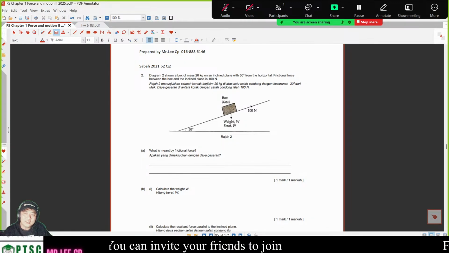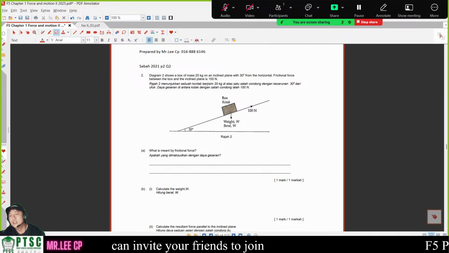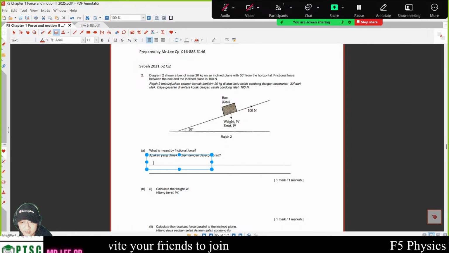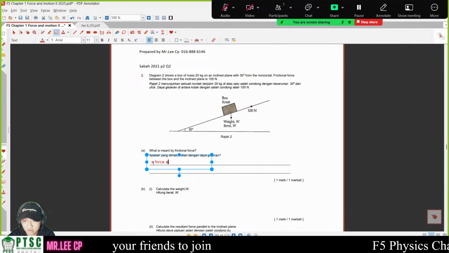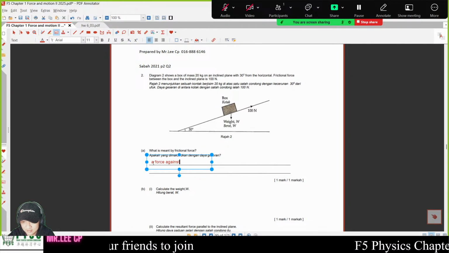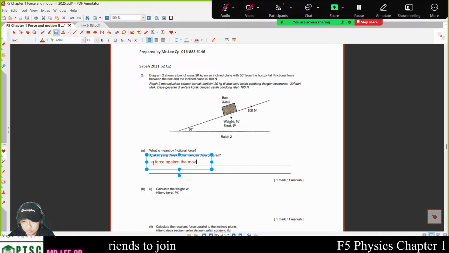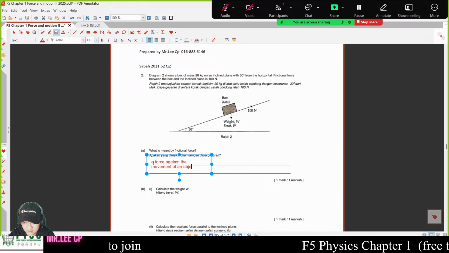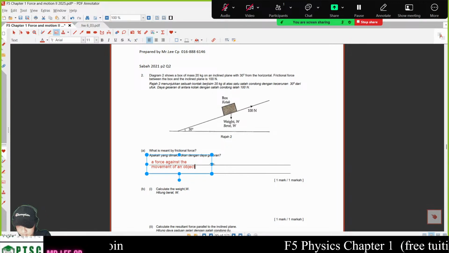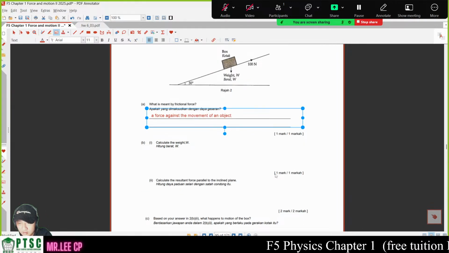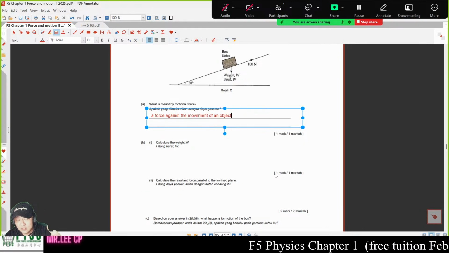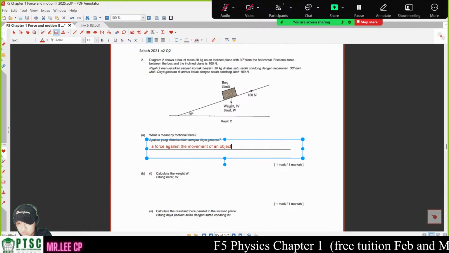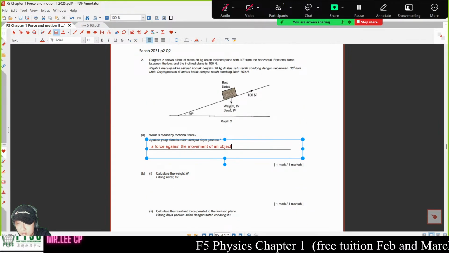What is meant by frictional force? Frictional force is the force that acts against the movement of an object. It resists the moving of the object. So calculate the weight. Weight is equal to mg. Right? Now let me read.